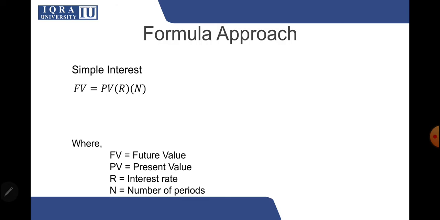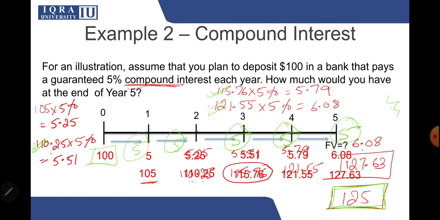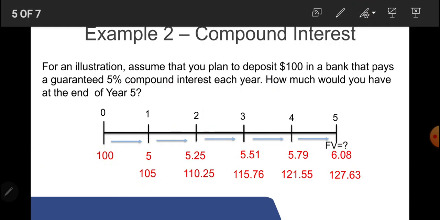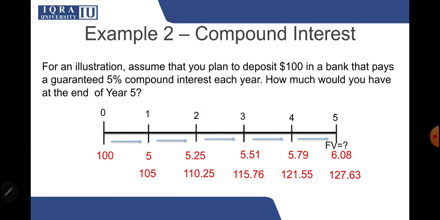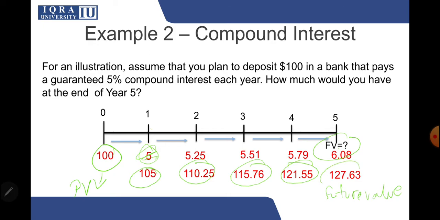Over here, FV represents future value. So what is future value? It is the value later on in the timeline. So if you go back to your timeline, I'm going to erase everything. This 100 over here is the present value because it is at time 0, and this FV represents future value. Not only the value at the end of the fifth year, even the value at the end of the first year, second year, third year, fourth year, fifth year, these all represent future values.